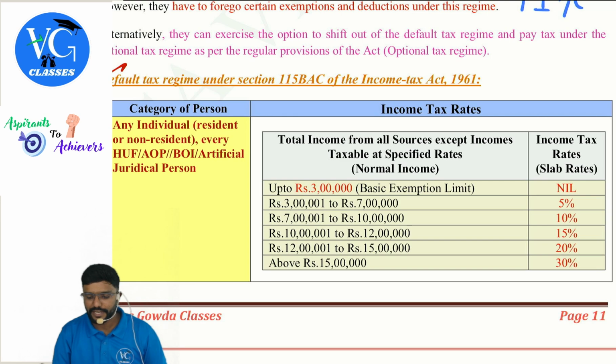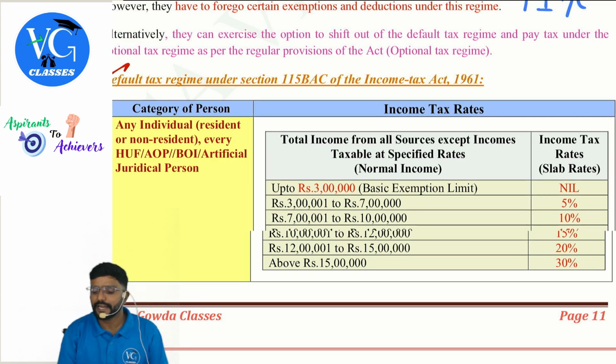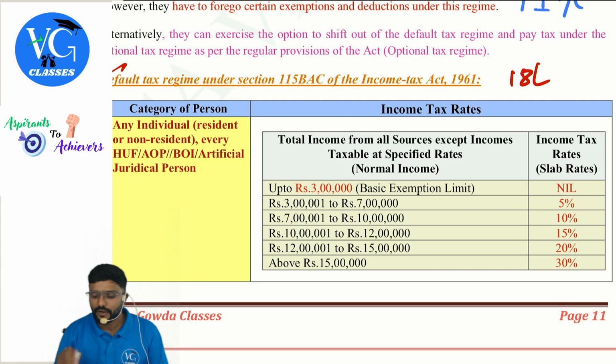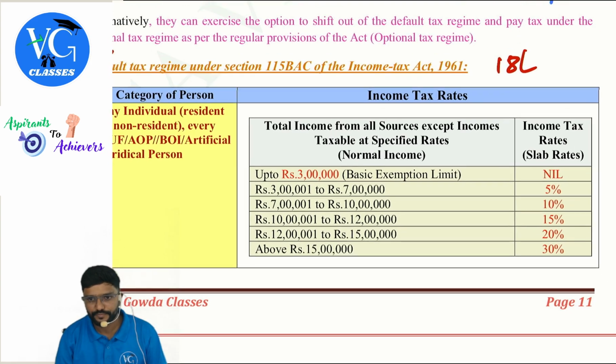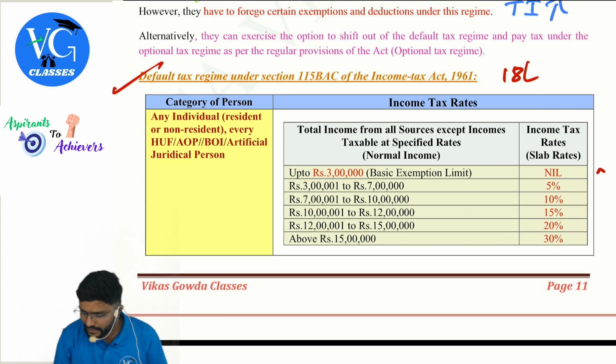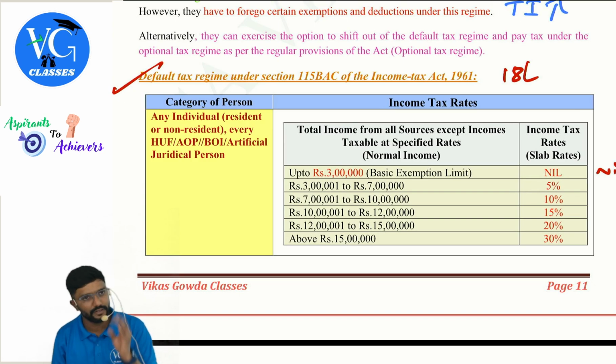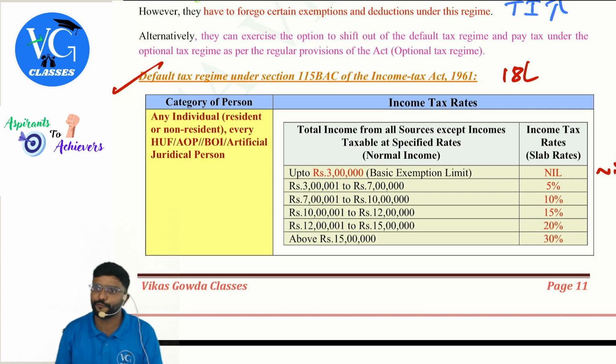I will discuss the questions later. Let me give an example here. Assume my total income is 18 lakh. How do we calculate the tax, sir? On the first 3 lakh, nil. From 3 to 7 lakh, the difference between upper limit and lower limit is 4 lakh. On 4 lakh, 5%, that is 20,000.